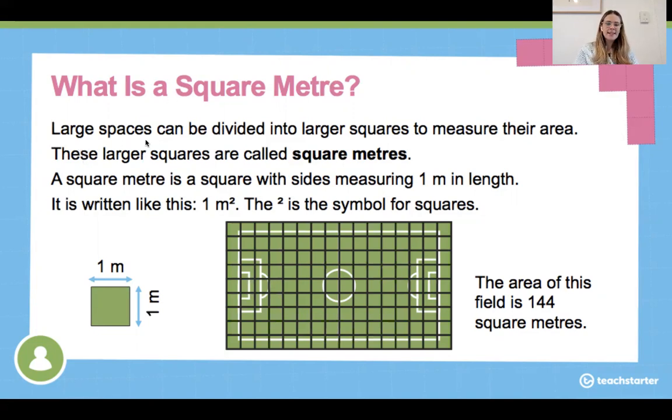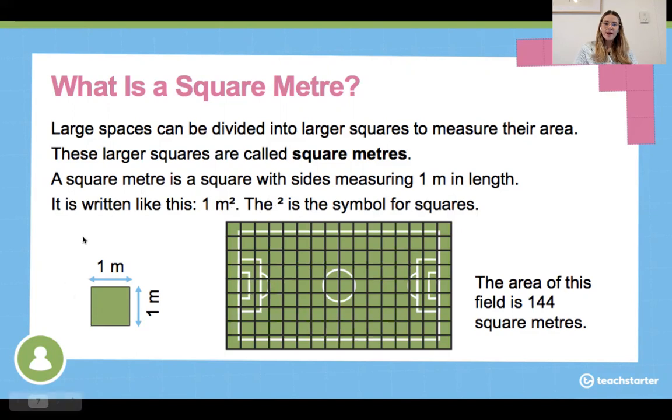So large spaces can be divided into larger squares to measure their area. These larger squares are called square meters. A square meter is a square with sides measuring 1 meter in length. It is written like this, 1 meter squared. Again, this little 2 is the symbol for squares.